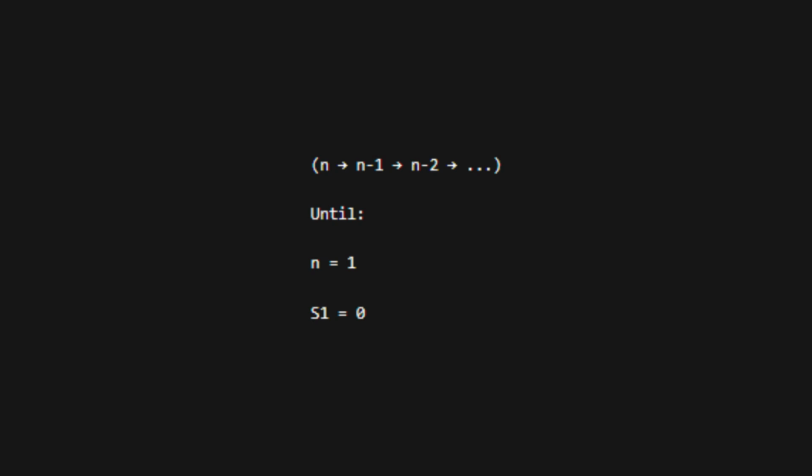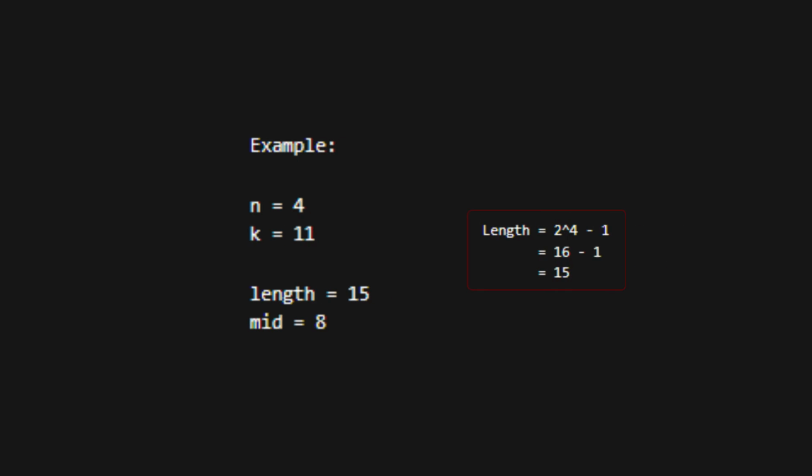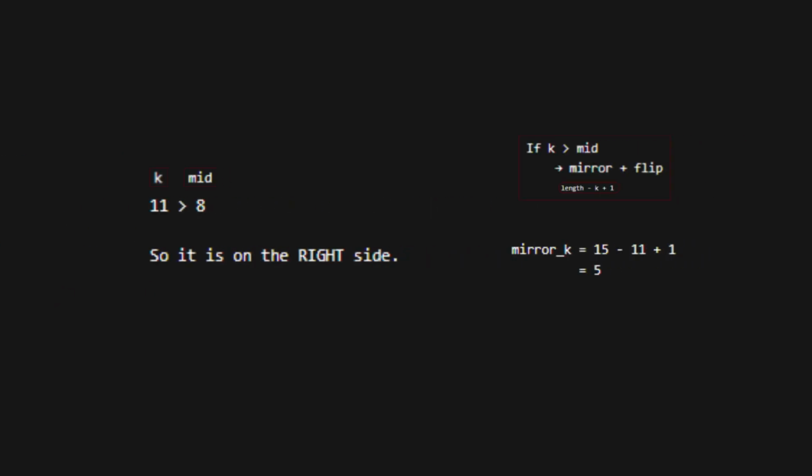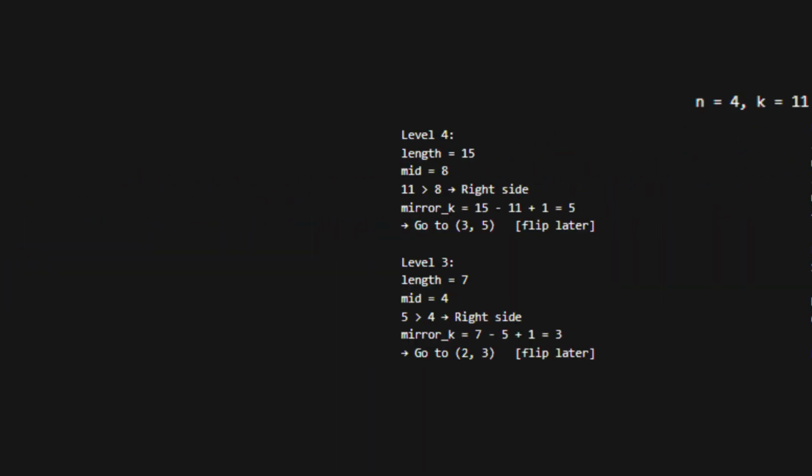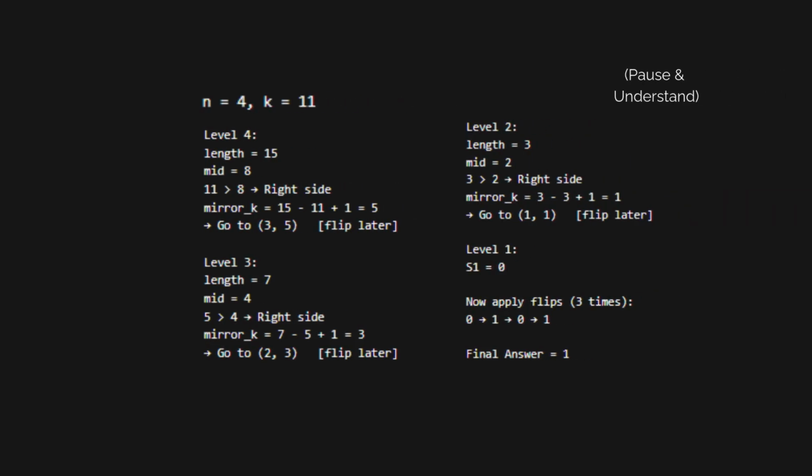Very clear. Okay, now let's say n equals 4, k equals 11. Length is 15, middle is 8. 11 is to the right, so mirror बन जाएगा 15 minus 11 plus 1, that is 5. So we check the fifth position in the level 3 and we keep reducing like this. And the final bit जो मिलता है, that turns out to be 1. No need to ever build all 15 bits.